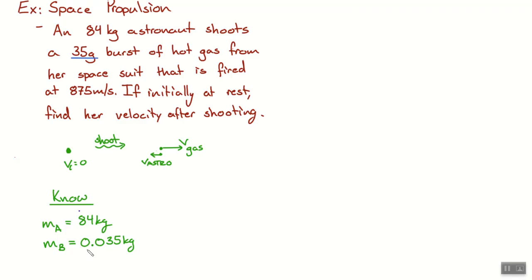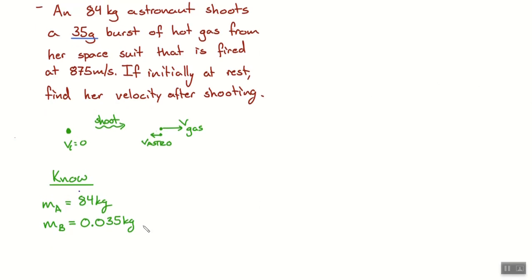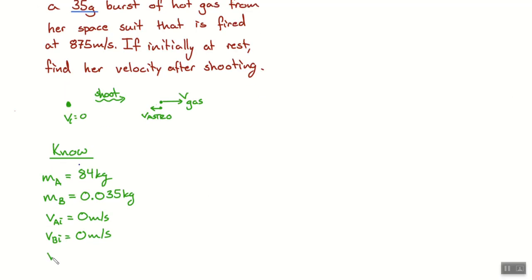Okay, a few other things, and I'm trying to make it so I can see everything here. I know that the initial velocity of A is 0, because she's not moving. And on her jetpack, if she's 0, then this must also be 0. And only one more little piece of known. After the burst, that gas is traveling away from her at 875 meters per second. Now, I've decided to make the gas fire in the positive direction, which means we should be expecting the astronaut to be moving opposite, so negative direction, but we'll see how it shakes out. This is everything that I know.